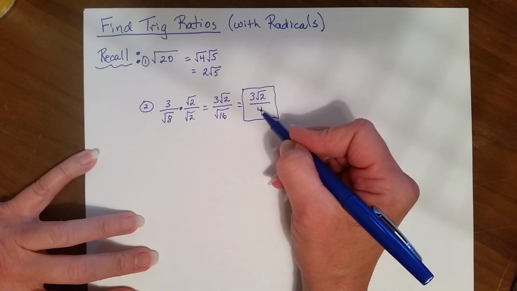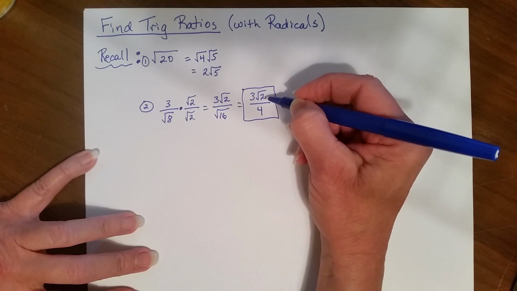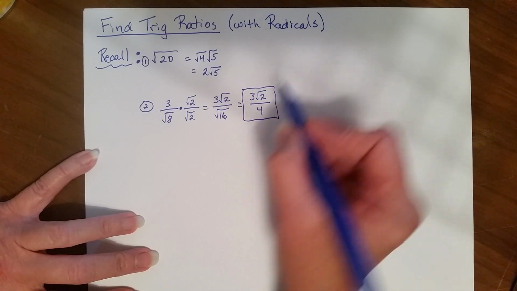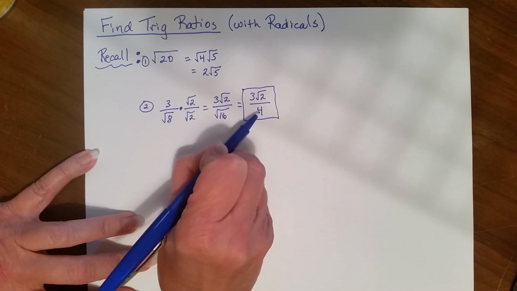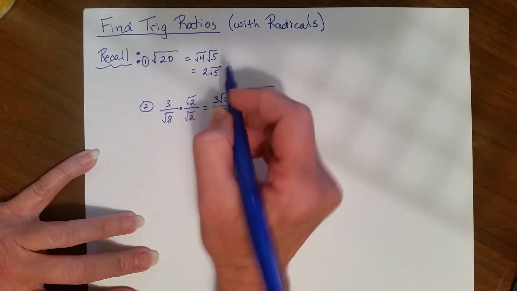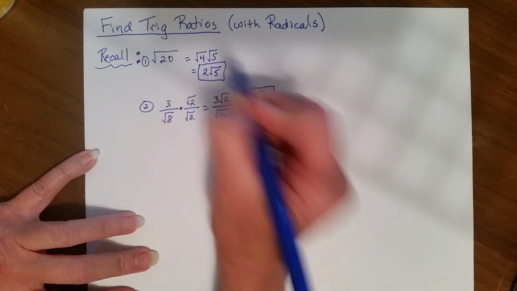The 2 and the 4 do not cancel. The 2 is under the radical, the 4 is not. Those 2 don't cancel. You could only cancel if the 3 and the 4 canceled, and they don't. So that's our answer there. Back in number 1, this was our answer.